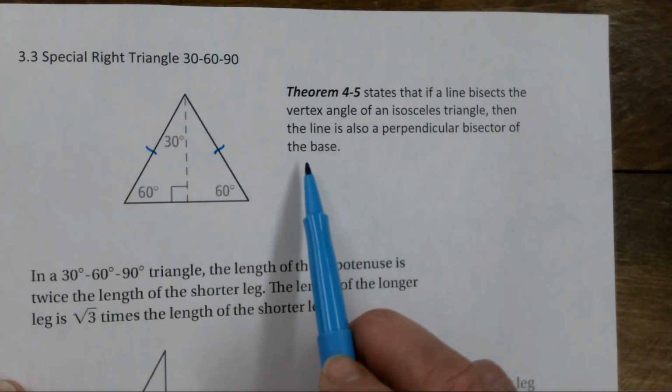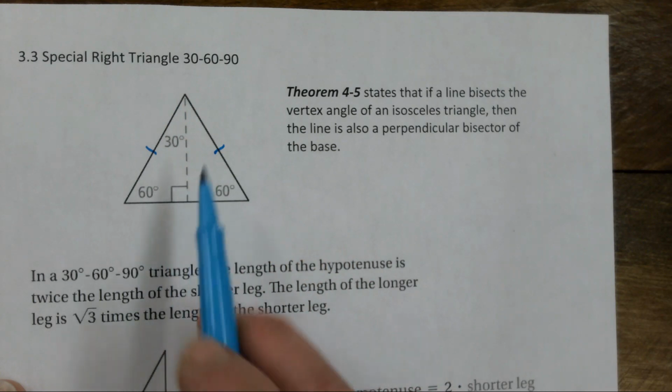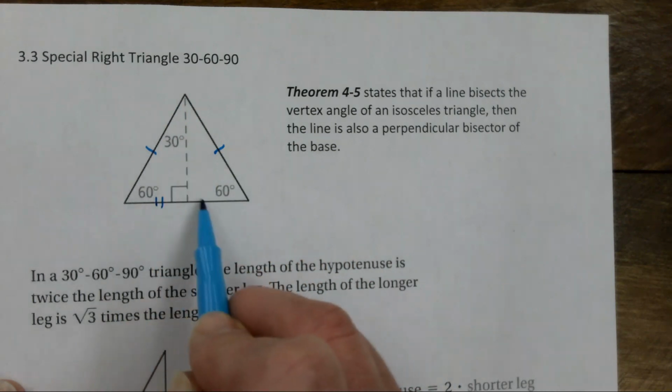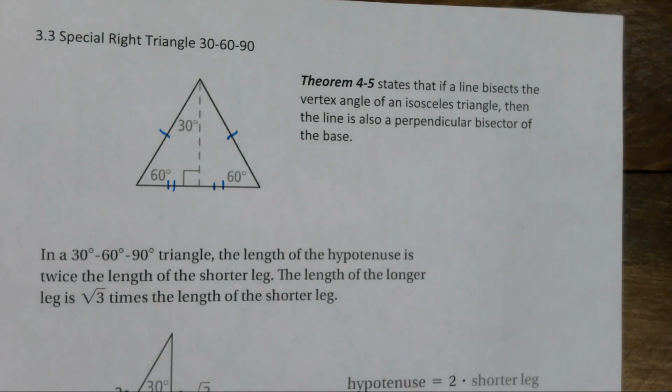bisector of the base. That means it will come down and hit at a perpendicular, and that half itself will be cut in half. Does that make sense? Okay.